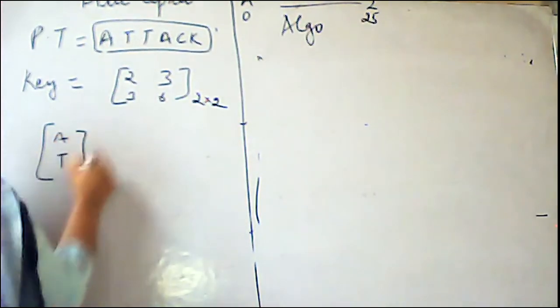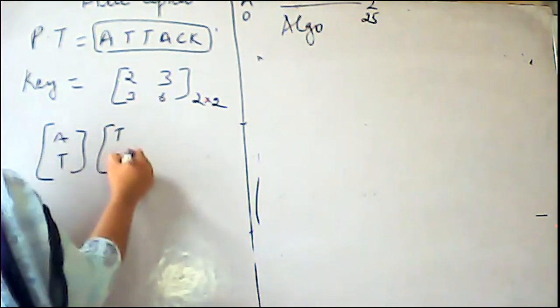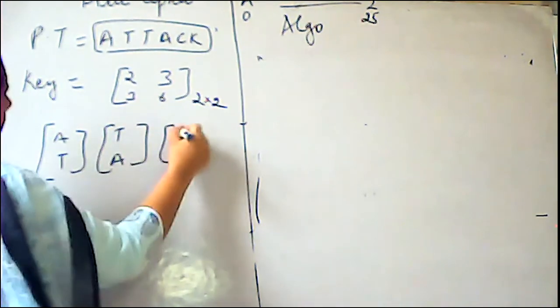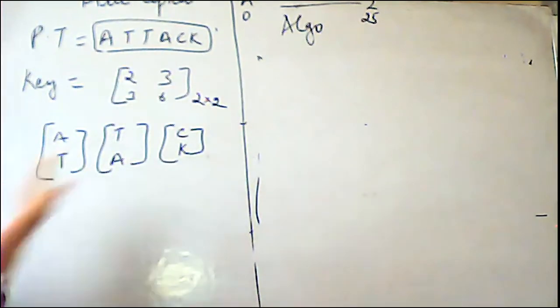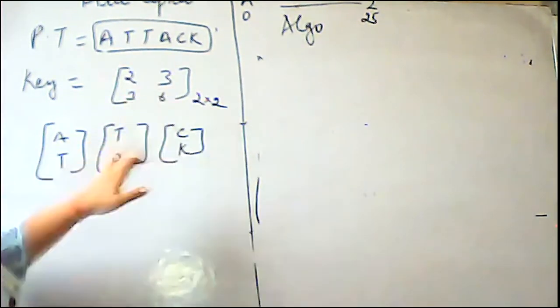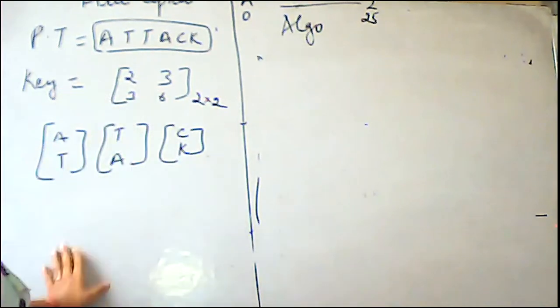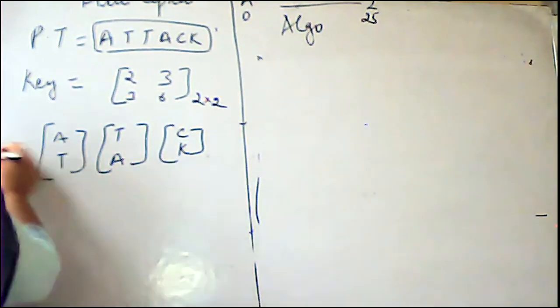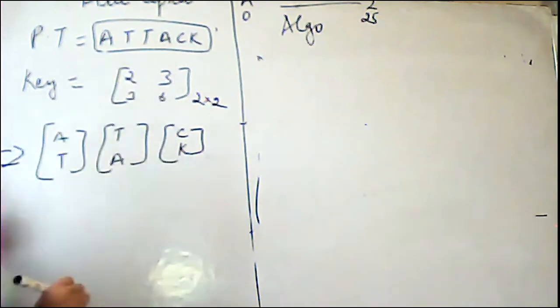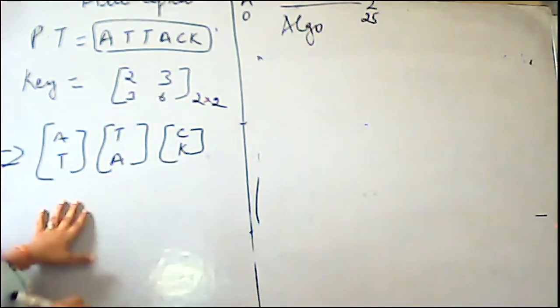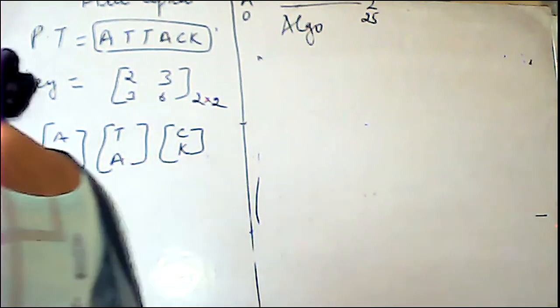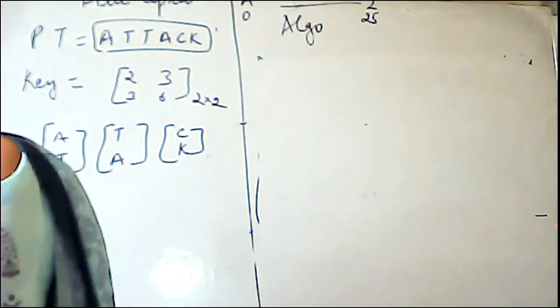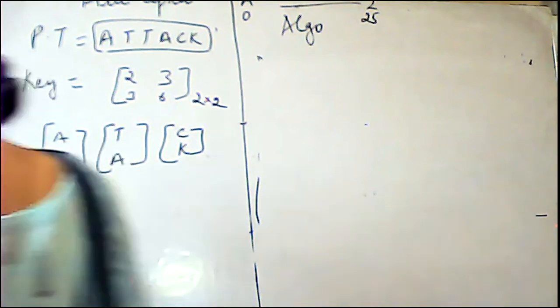AT, TA, then CK. For example, plain text attack is given to you. 2, 3, 3, 6 is the key which is given to you, and the first step is to break this alphabet into pairs of 2 and form a vector like this: AT, TA, CK. Now decode its value. First vector. Now we will start.